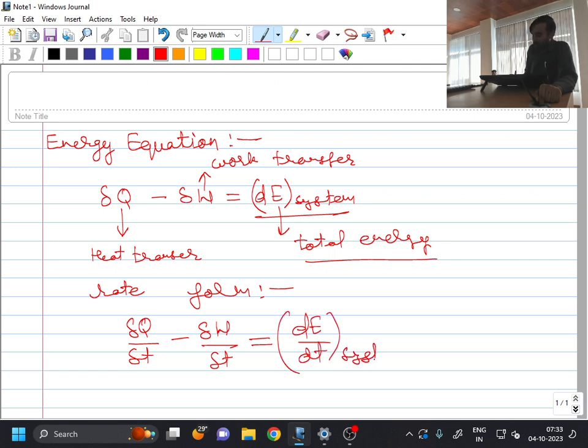Now you must be very clear why I am writing this term as δQ. Can you tell me why I am not writing the exact differential d, why I am writing delta? Because you have already studied the subject of thermodynamics. Why am I using the δ operator over here instead of d? Yeah, so this is nothing but an inexact differential. For an inexact differential, I am using this delta symbol, and d is for the exact differentials.